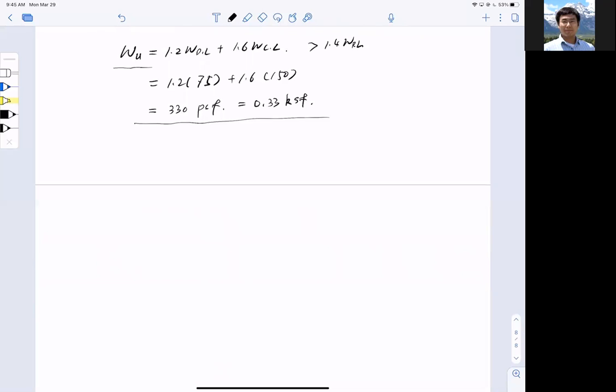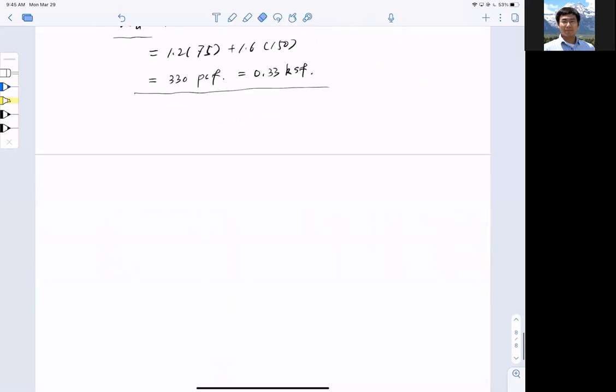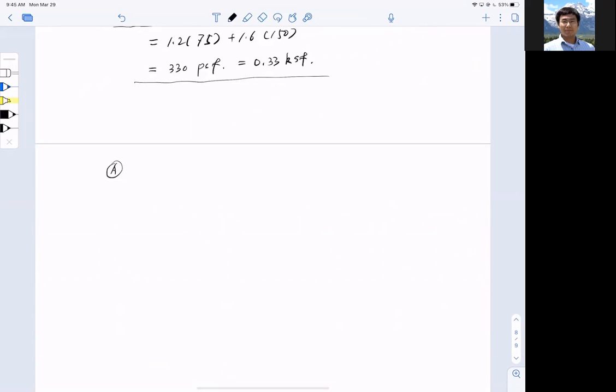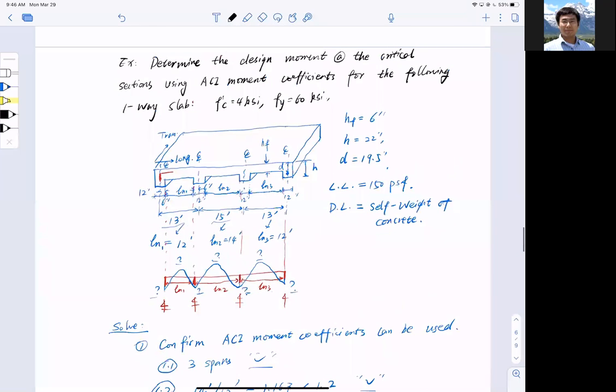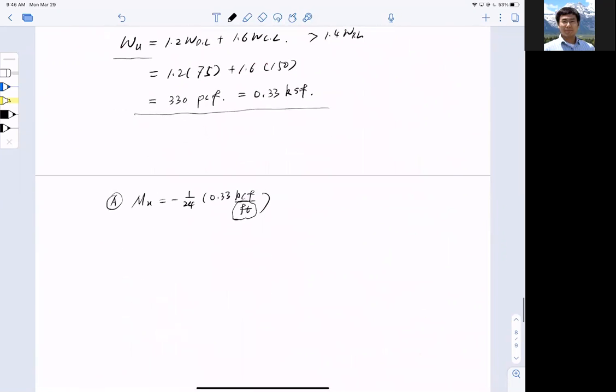Give me two more minutes, let me finish this. So with this, I can go ahead. At A, mu would equal to minus 1 over 24, and this is 0.33 kips per square foot. That is kips per linear foot, so don't forget this per foot. You say, why, Bob? Why do we have to use per foot? Think about it. When we say moment distribution, we are always looking at a one foot unit strip. So whenever you do the calculation, you have to bring this per foot into this business.